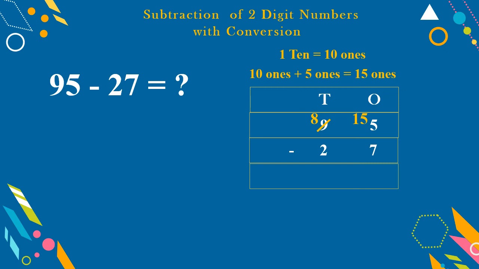Now we will subtract the digits from the ones column. In ones column, we have 15 minus 7, which equals 8. So we will write 8 in the ones place of the answer. Now we will subtract digits from the tens column. In tens column, we have 8 minus 2 equals 6. So write 6 in the tens place of the answer. So 95 minus 27 equals 68.